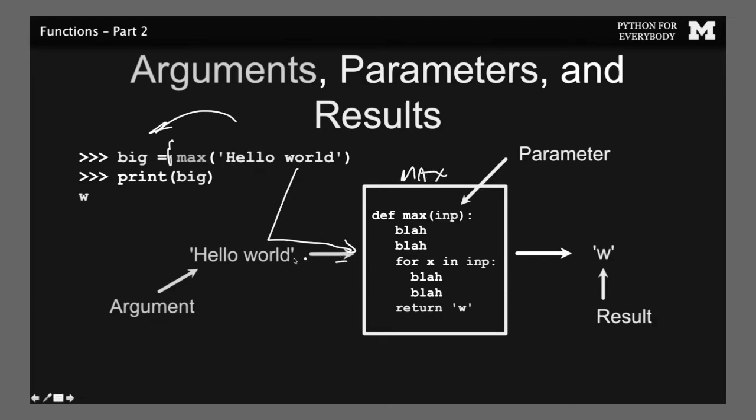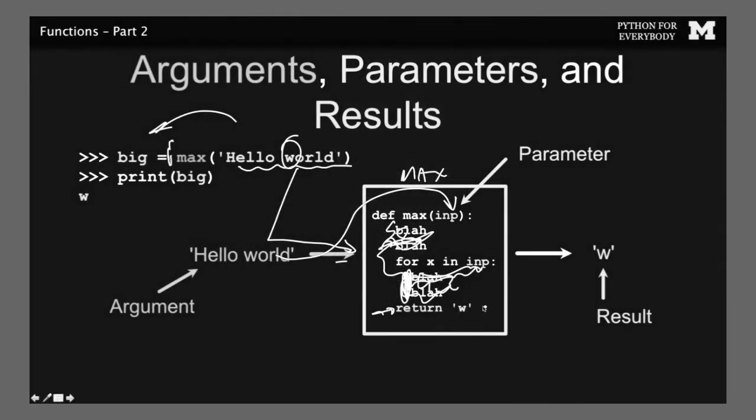And so hello world comes into max as some parameter. We don't know what it's named inside max. We really don't care. But it's going to do something, read some stuff, check to see if it's a string or something, and then it's going to loop through a bunch of stuff and figure out what the largest thing is, read through, pick the W as the largest one, and then it's going to execute a return statement because it has to pass back the W to us, right?